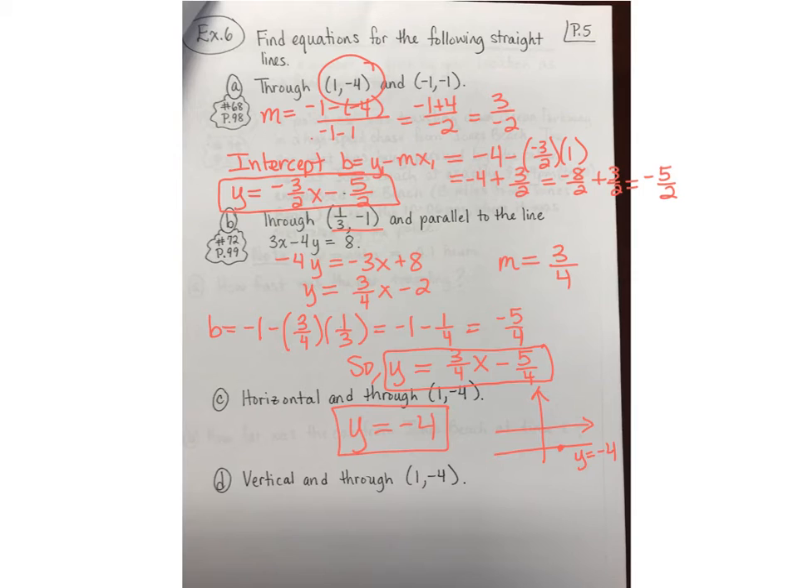Okay? Now in part D, you want the line that goes through (1, -4) and is vertical. Well, what is it going to be? It's going to be x equals 1. That's it.